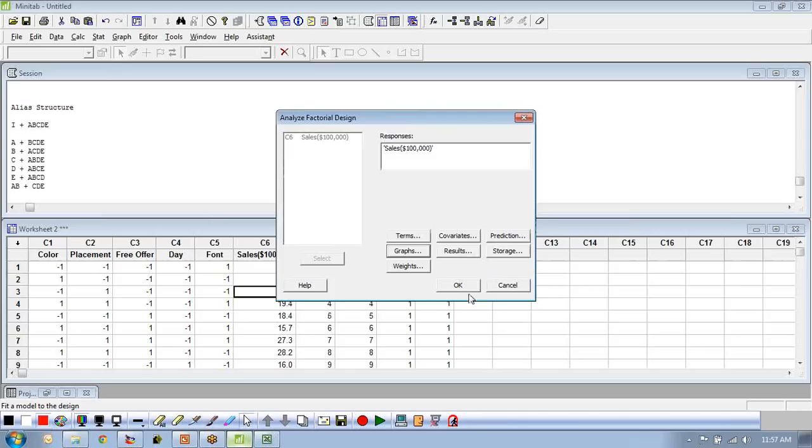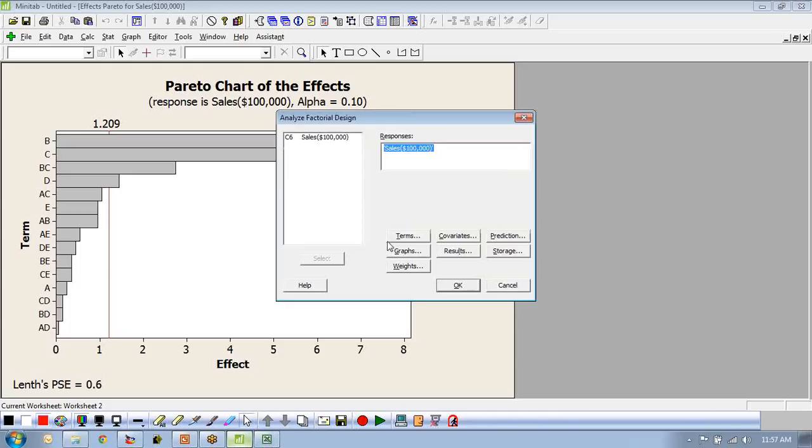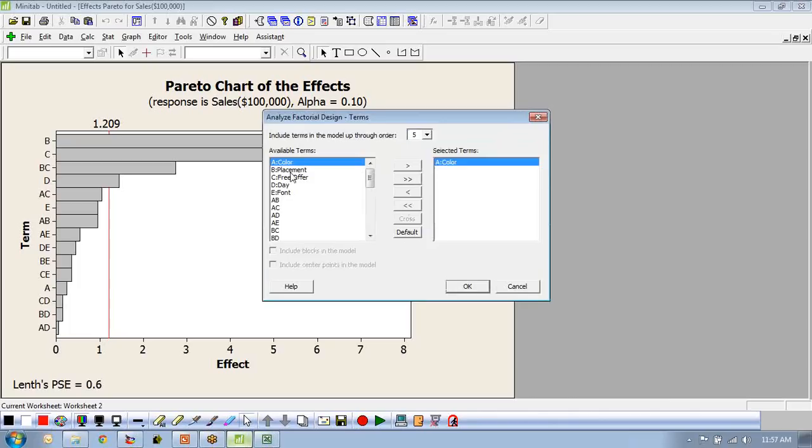And there you have it. It's B, C, the BC interaction, and D. Okay, so let's go through, and the first thing would be, I'm going to get rid of all these except the main effects and the significant interaction. It's not the only way to analyze this, but I think it's a reasonably straightforward way of doing it.